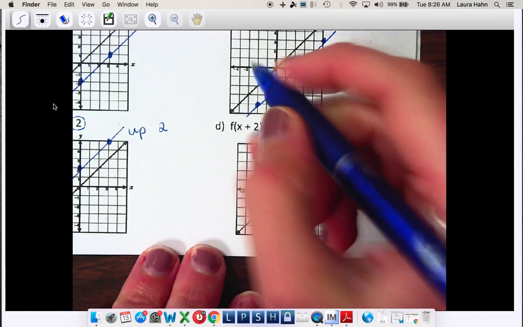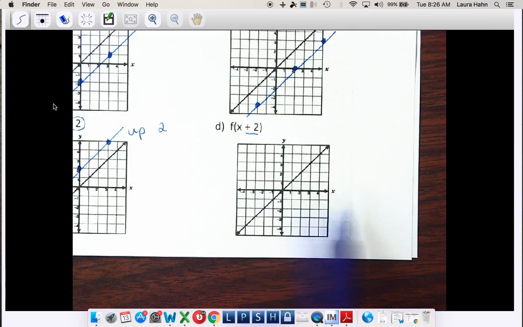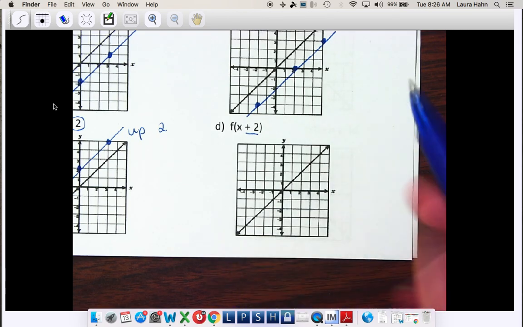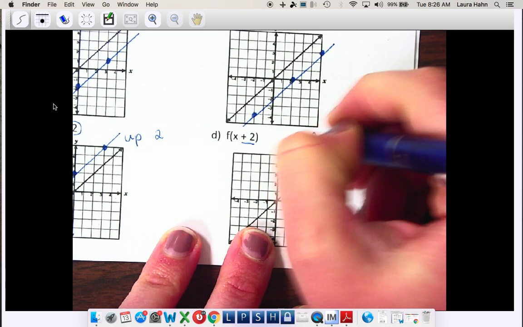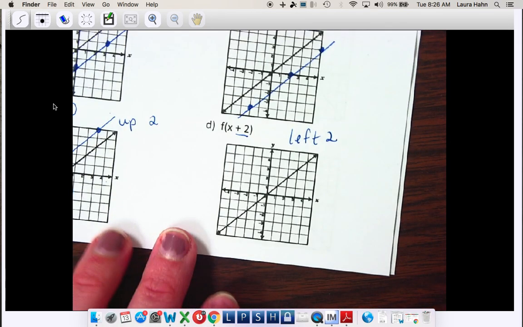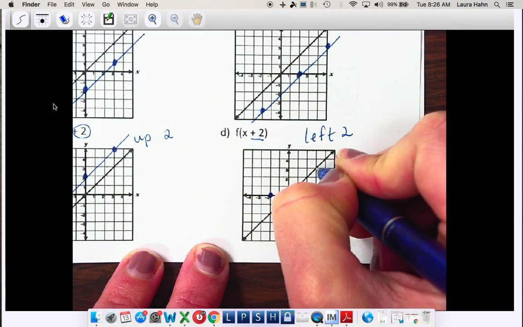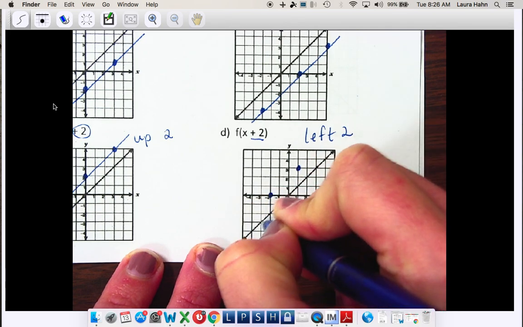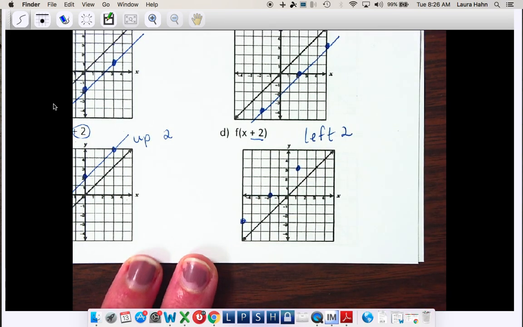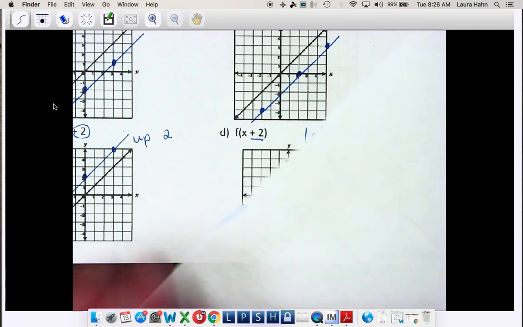Okay, so this is adding to my x. Well, we know the x goes left and right. Naturally, we would think plus would be the right. Well, it's a liar, so I know it's going to the left. So I'm going to take my 3 points, move them left 2. So any 3 points, I don't care which ones you choose. Line them up.